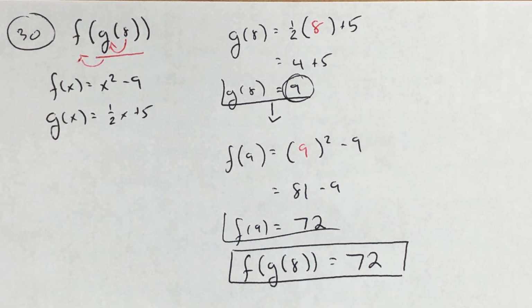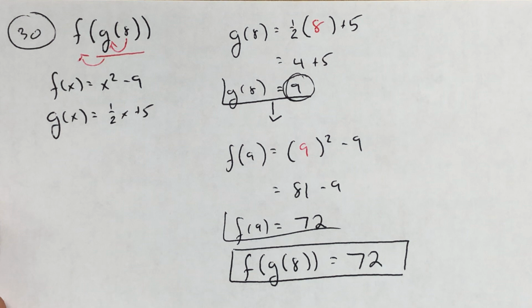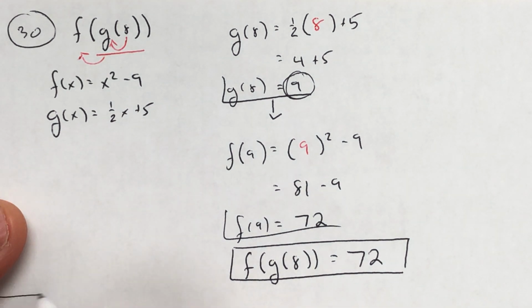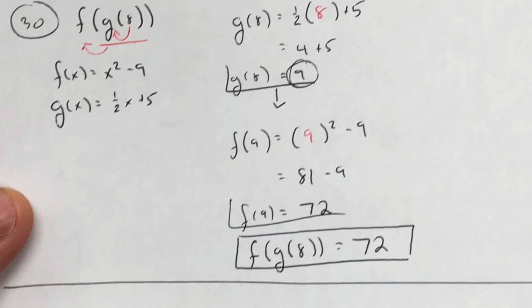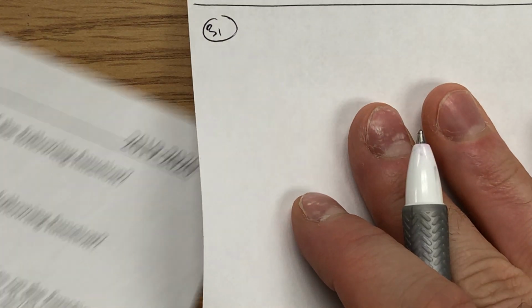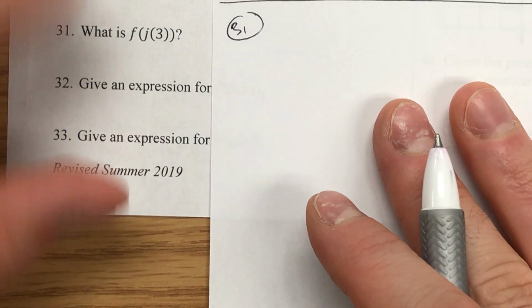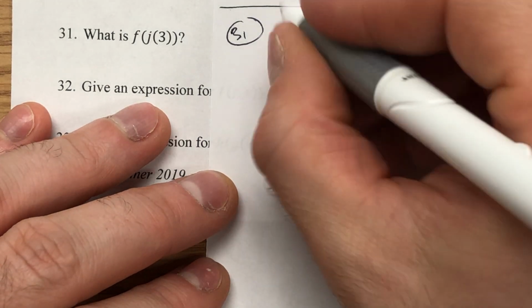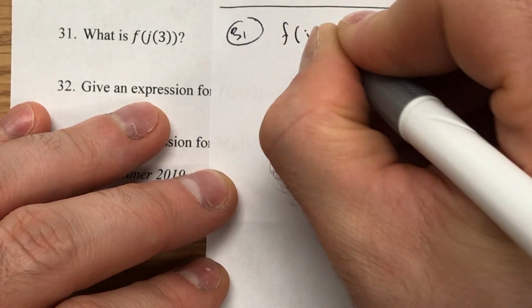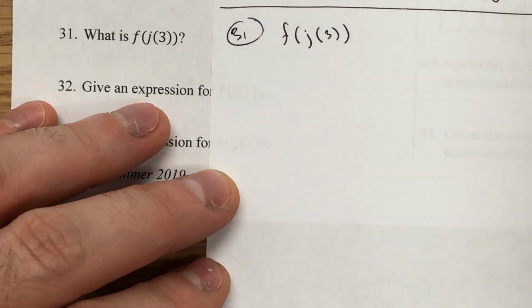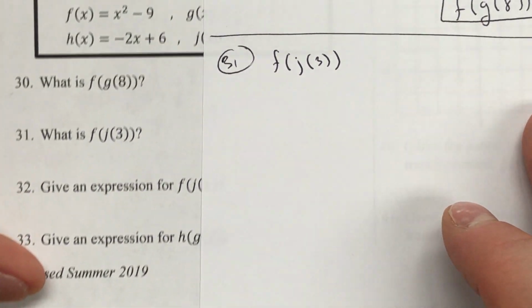So that was number 30. Number 31 is going to be a very similar style question, plugging a function into another function. Okay. So for number 31, let's take a peek at this. I'm taking f of j of 3. Okay, so let's copy down what our f and our j are.